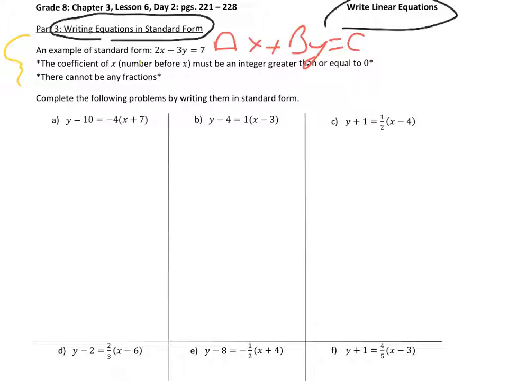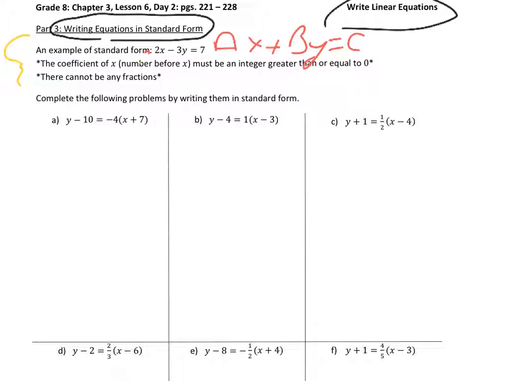So in order for us to have ax plus by equals c, standard form, notice our alphabetical order A, B, C, that makes it standard. The coefficient of x, so the number before the x, in this case a, or in our example here, 2, must be an integer greater than or equal to 0. So you cannot have a negative a. You cannot have a negative leading coefficient.